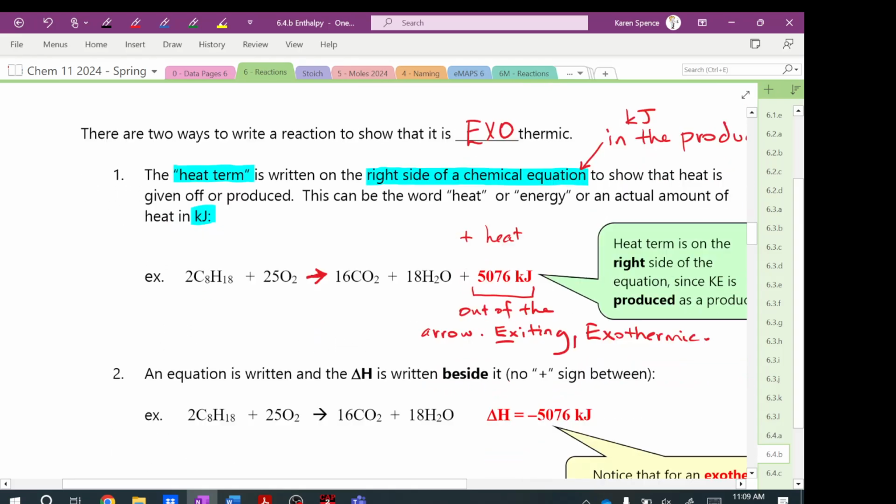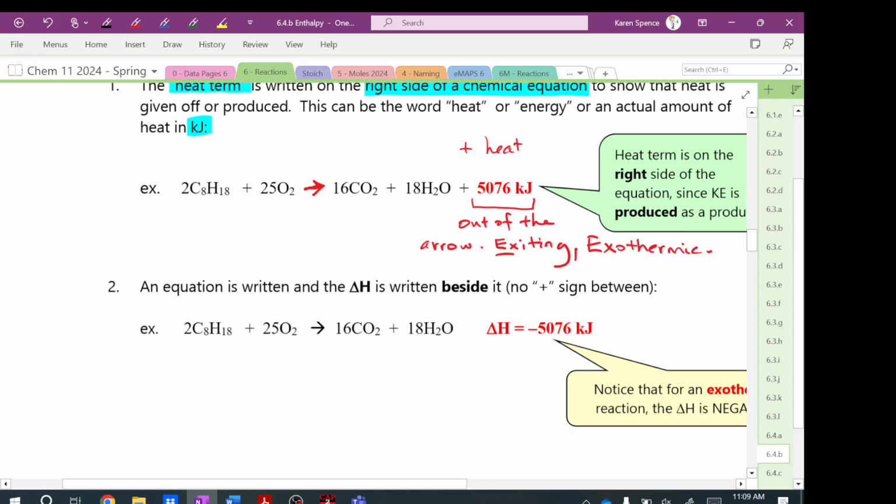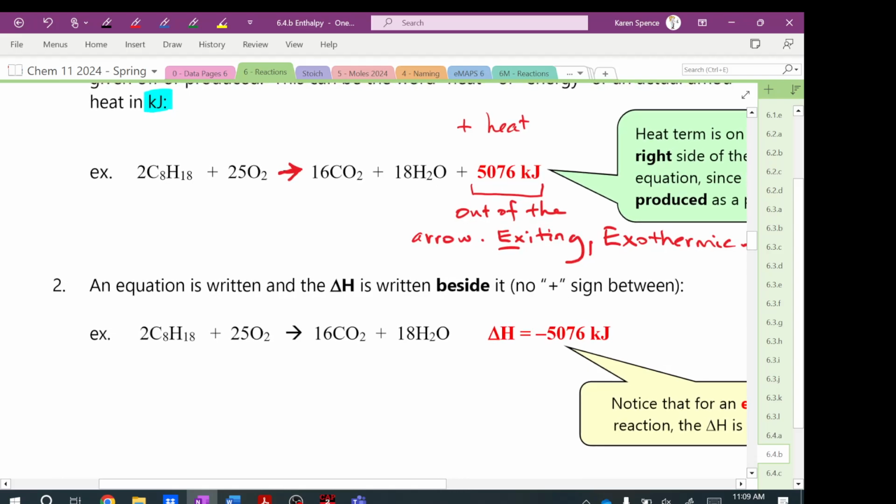Yes? Okay. So here's an equation. This is the second way to write an equation. Sometimes we don't put the kilojoules in the reaction. We write the delta H beside the reaction. All right, and when we write it beside the reaction, it's going to be negative. A negative delta H is exothermic.